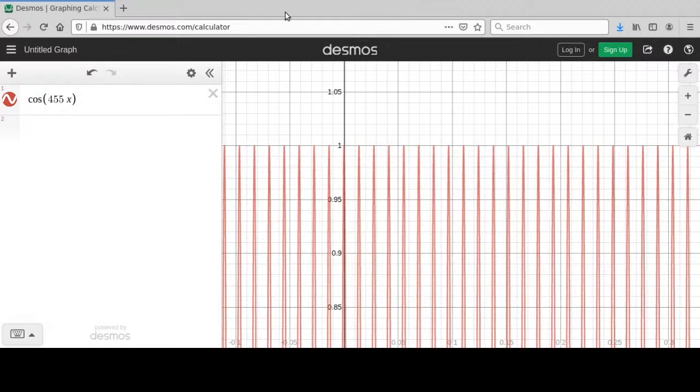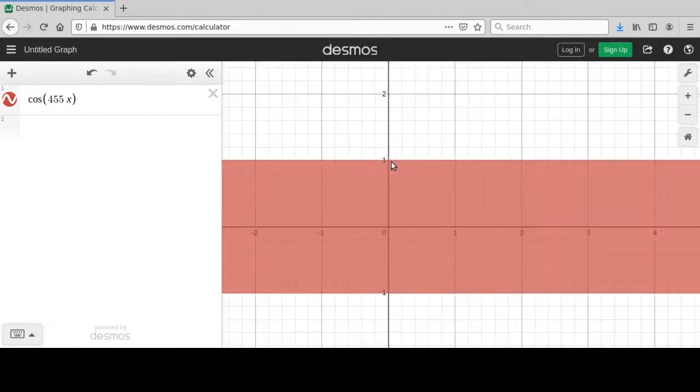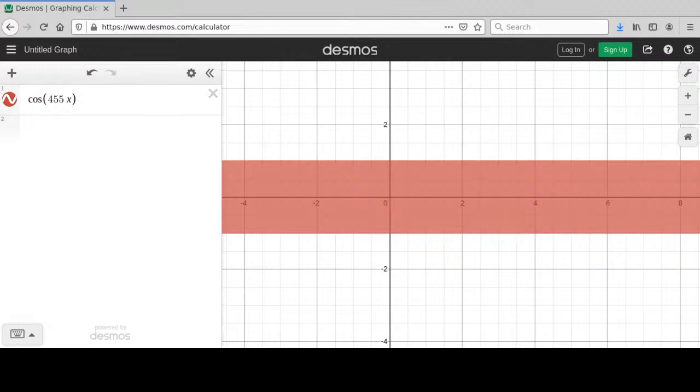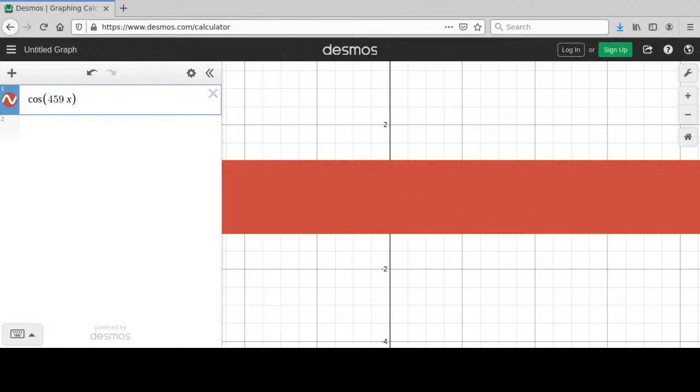Of course, when you zoom out, they get so close together that it looks like one big solid bar. This would be a steady note, a constant steady note, not going louder, not going softer. Now that's 455. If I switch that to 459, as you might expect, not much difference. You can't see a difference. So 455 gives you that, 459 gives you that, but they're slightly different, although you can't see it.